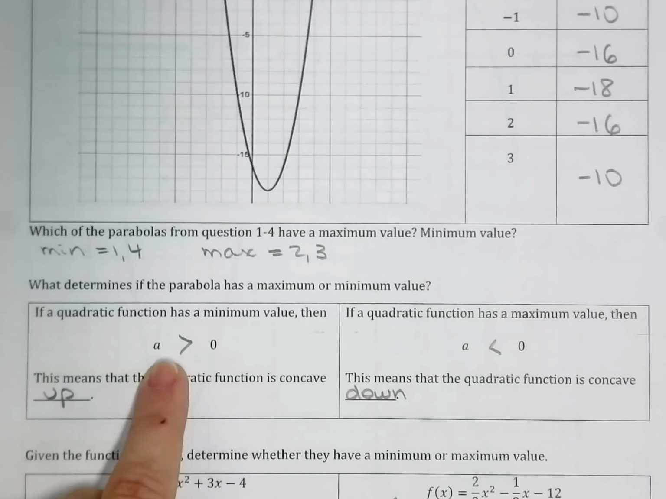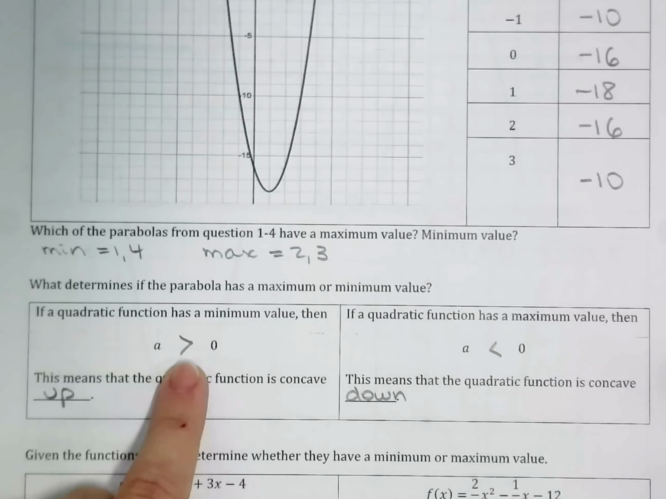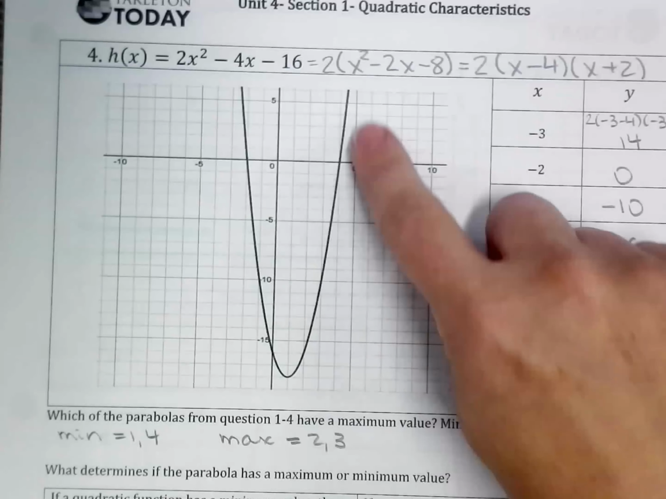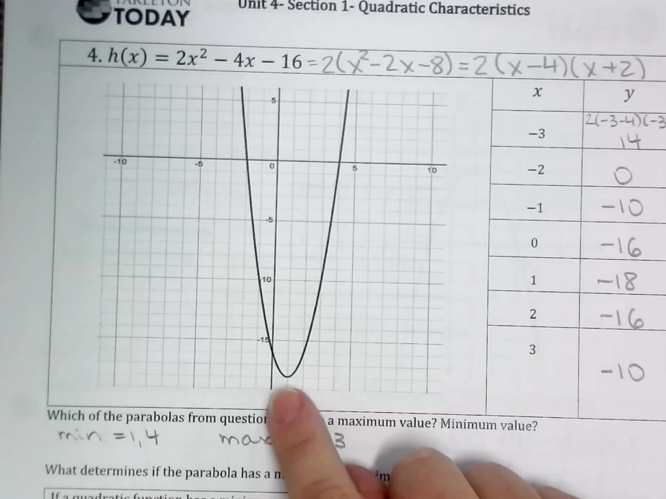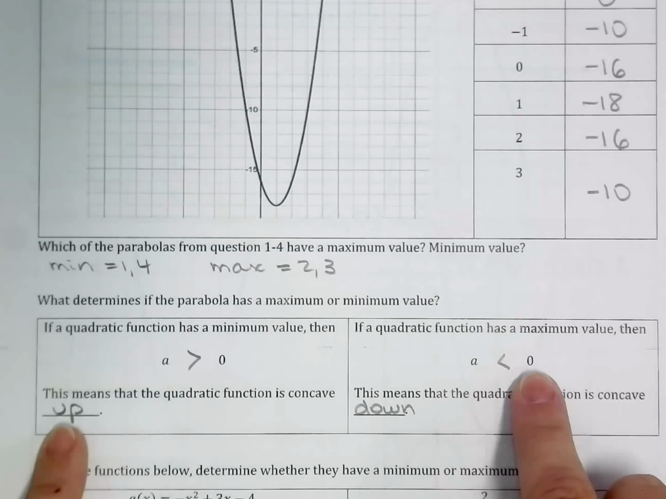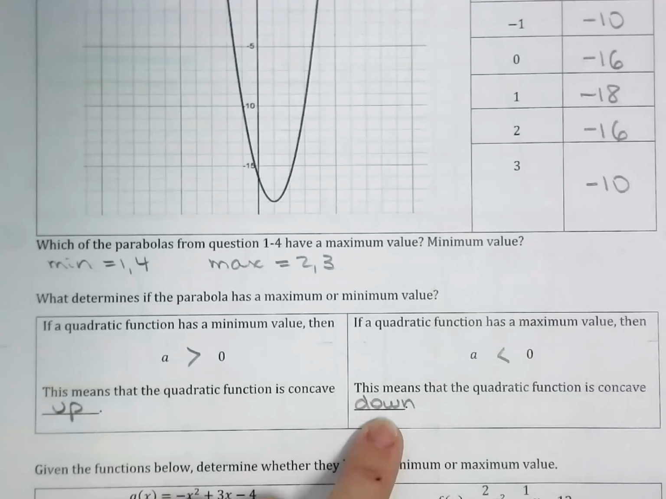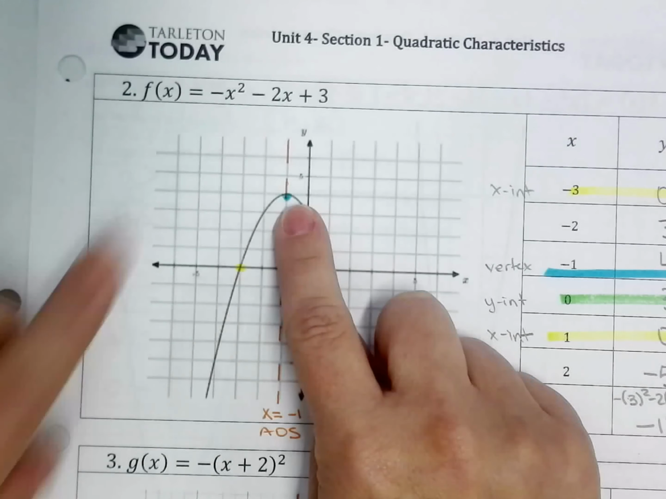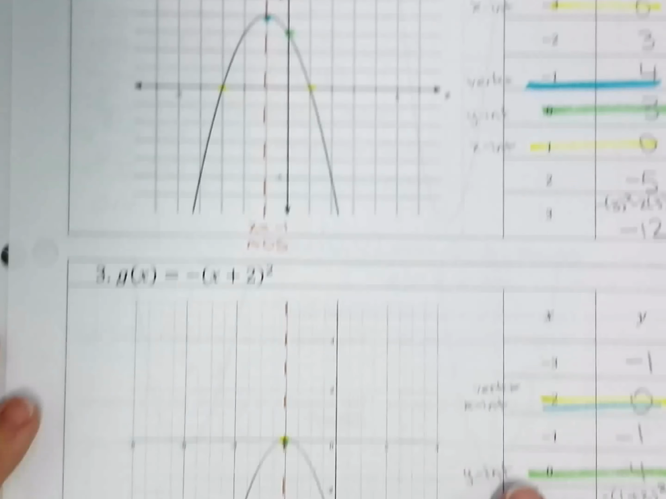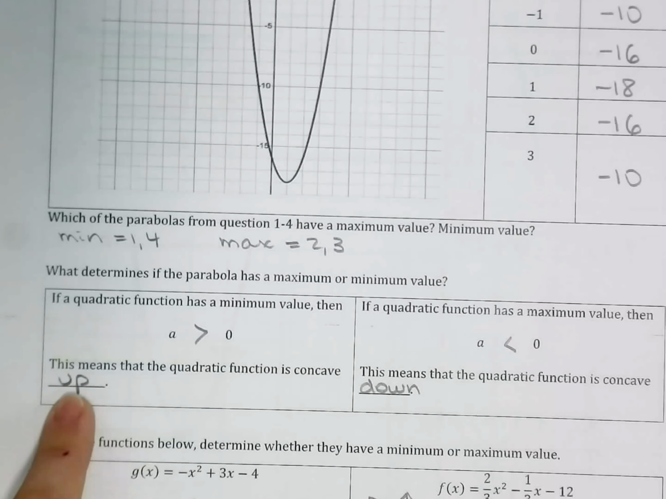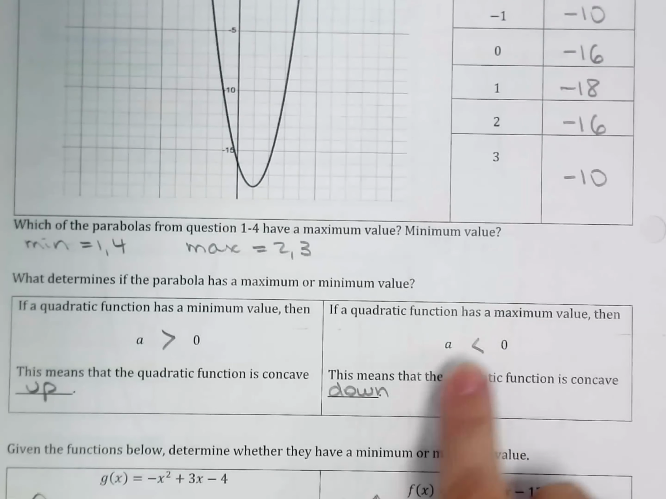So if A, or the leading coefficient, is greater than 0, it's going to open up. It's going to look like this, and it's going to have a minimum. If A is negative or less than 0, then it's going to be an upside down parabola that looks like this. Leading coefficient less than 0 looks like this. Okay? So when A is greater than 0, it opens up. When A is less than 0, it opens down.